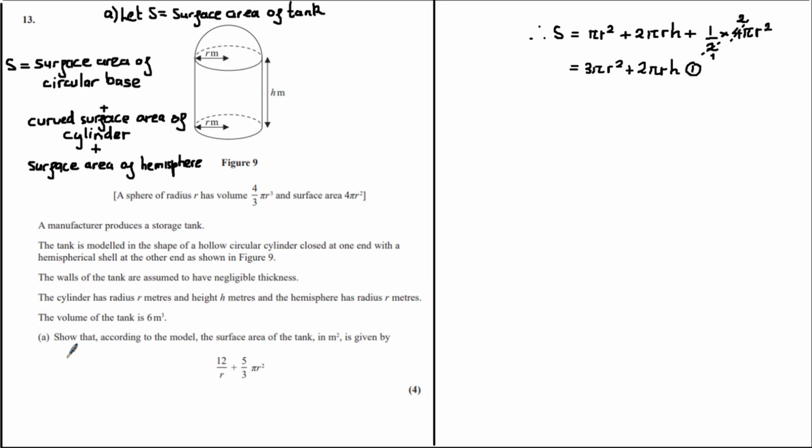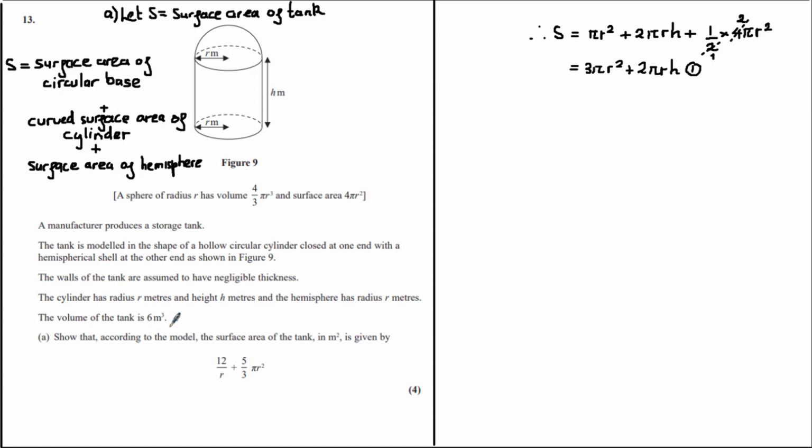And in show that questions, I would advise that you use every bit of information that's provided in the question. One bit of information we haven't yet used is that the volume of the tank is 6 meters cubed. We also know that the volume of this tank is equal to the volume of its parts, which is the volume of the cylinder plus the volume of the hemisphere. We can generate an equation from this.